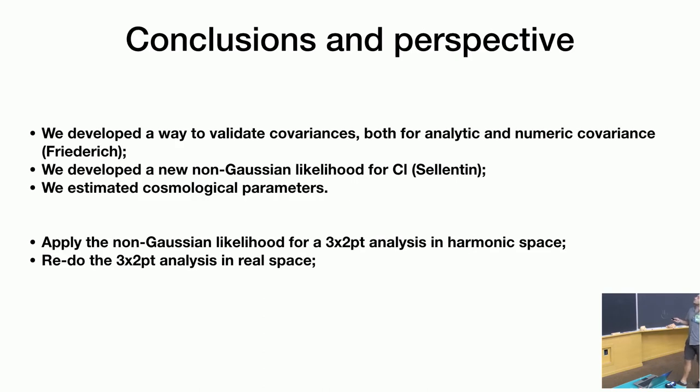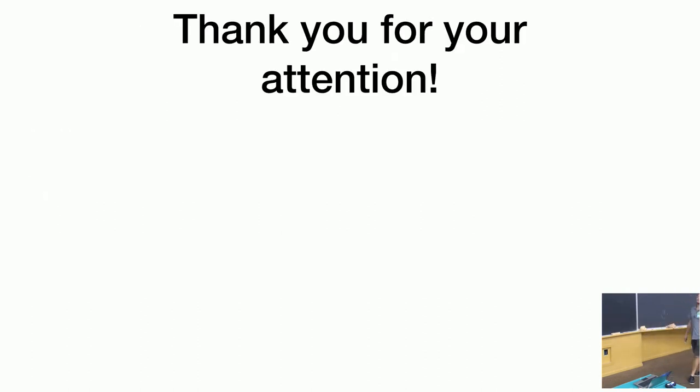Okay, it's time to finish. So conclusions and perspective. Let's start from the digression. We've developed a way to validate covariances, both for analytic and numeric ones, from an idea of Oliver. We developed a new non-Gaussian likelihood for CL, and we estimate cosmological parameters, and we have to thank the work of Elena Sellentin for all of this. That was the base on which we are building our house. The future, we will apply, as I say, the non-Gaussian likelihood for a 3x2 point analysis, first in harmonic space, then in real space. And we hope to show you something interesting that can enrich what we already know about the large scale structure. Thank you for your attention.